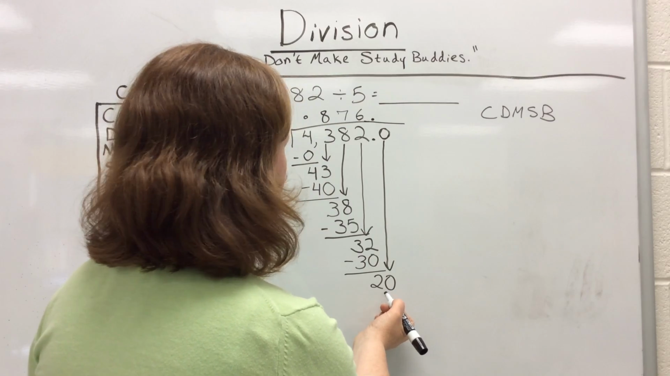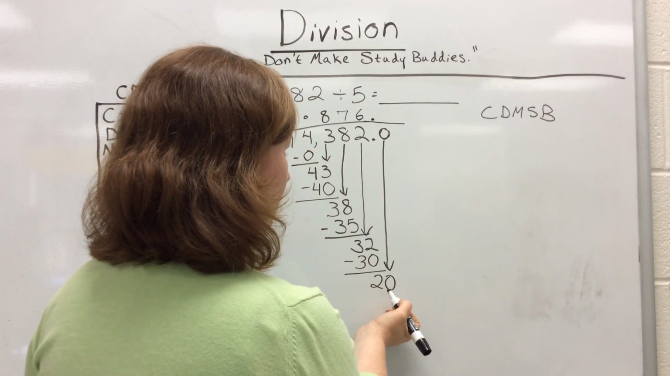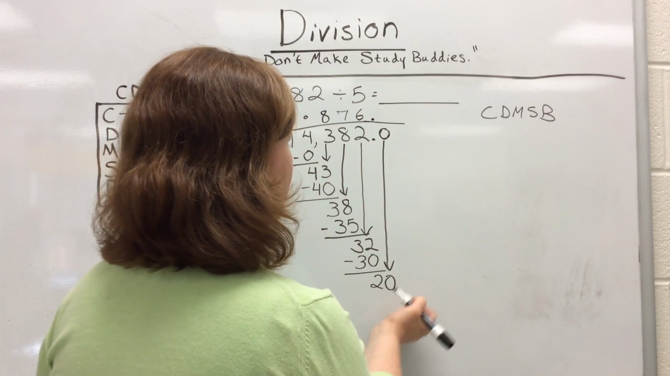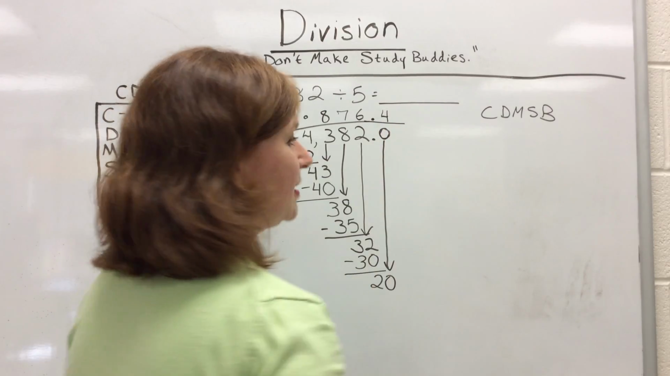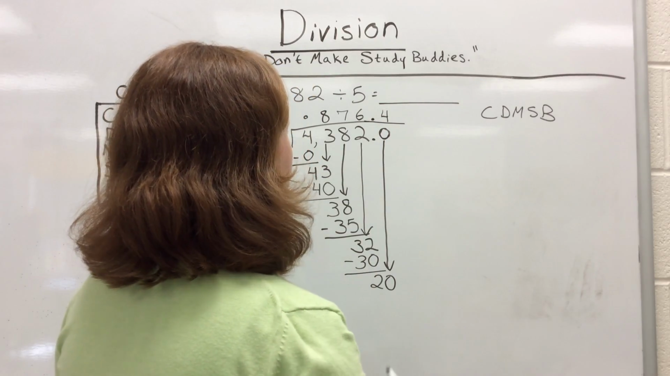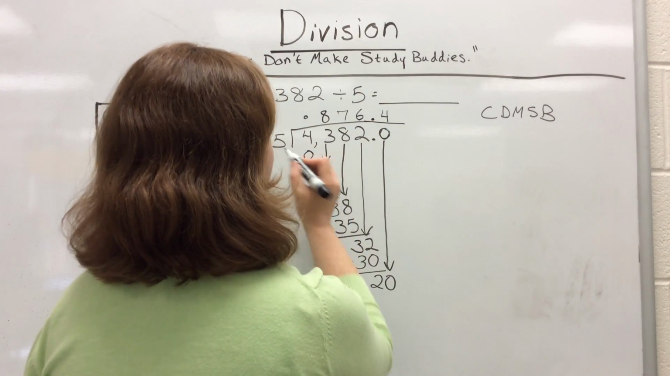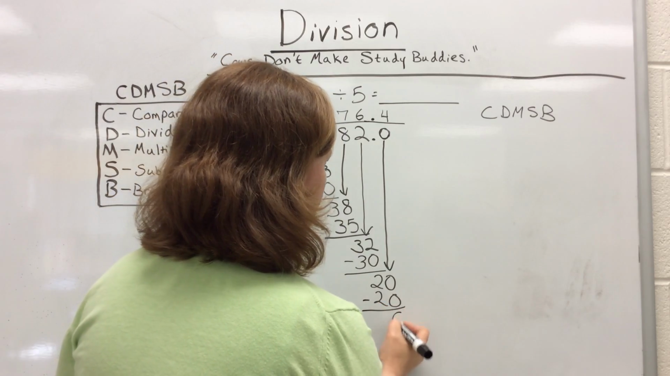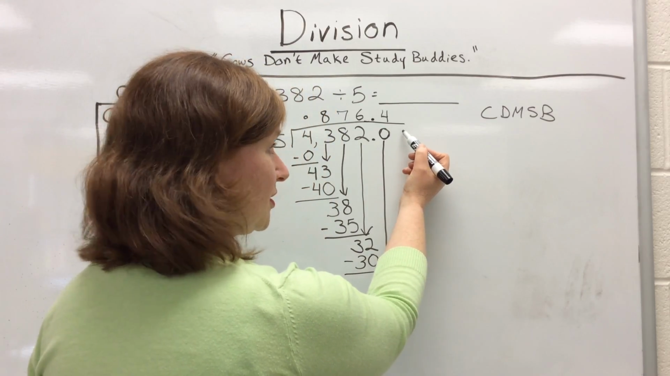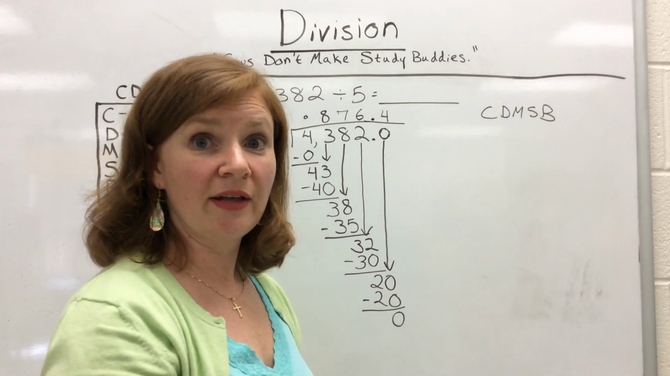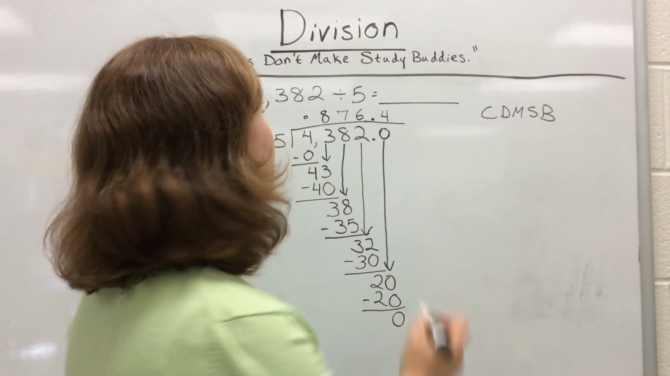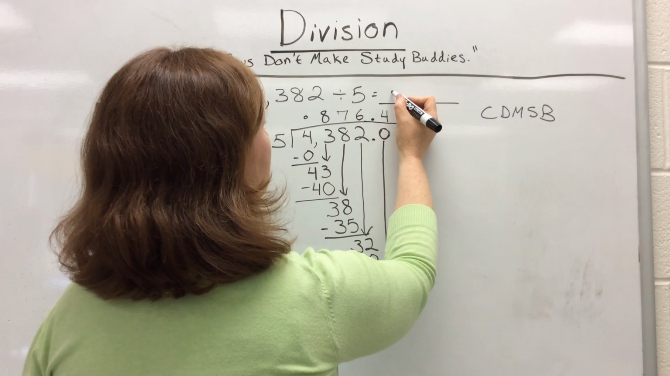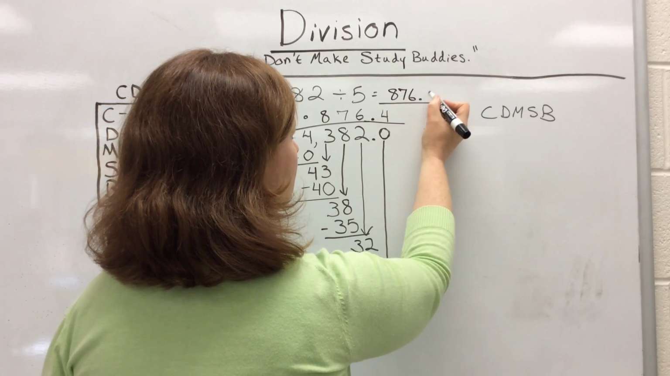And my new number is 20. 5 does fit into 20. Divide. 5 fits into 20 exactly 4 times. So 4 goes above the next digit into my quotient. 4 times 5 is 20. And subtract, 20 minus 20 is 0. I have no more digits to bring down, and I have a 0 at the bottom. That means I'm finished. I'm done. So my quotient is 876.4, or 876 and 4/10.